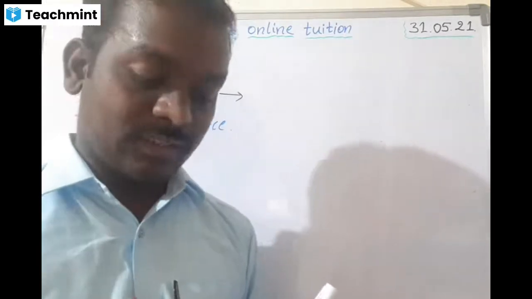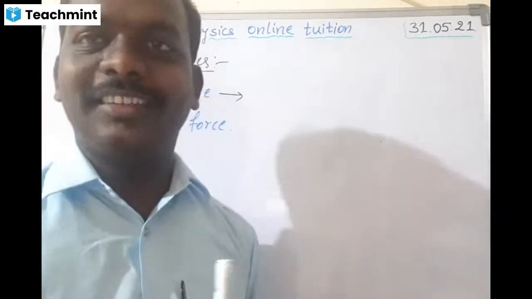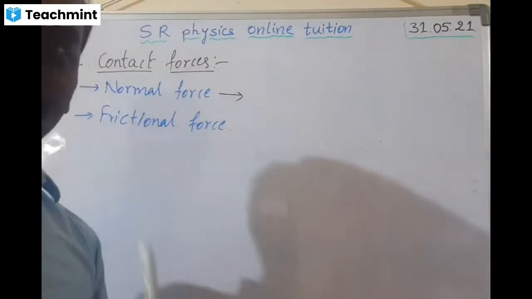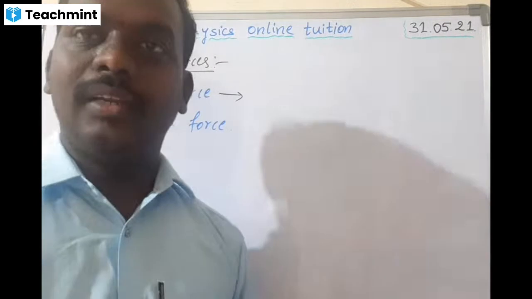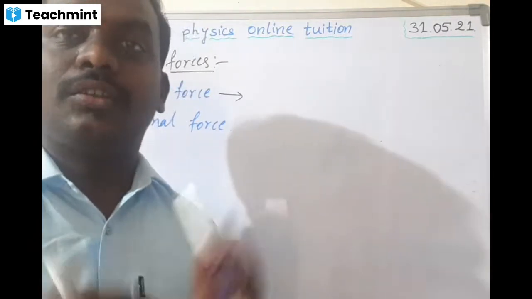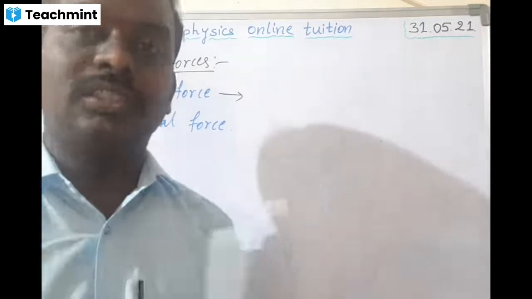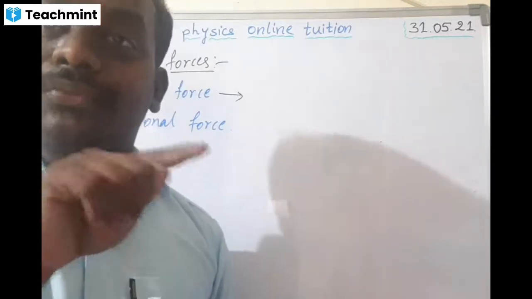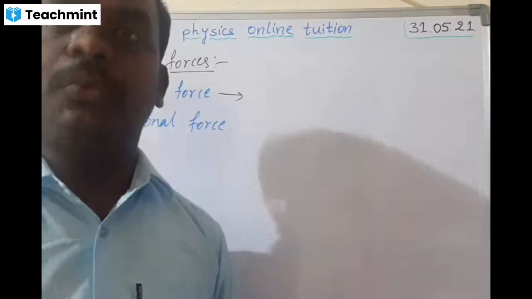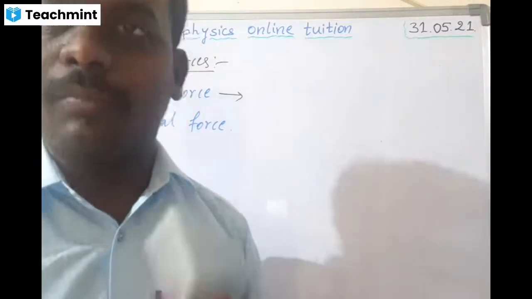Normal in mathematics means perpendicular, right? So whatever objects we are considering, if we consider the two forces, if the angle between them is 90 degrees, then one of the forces is considered the normal force.